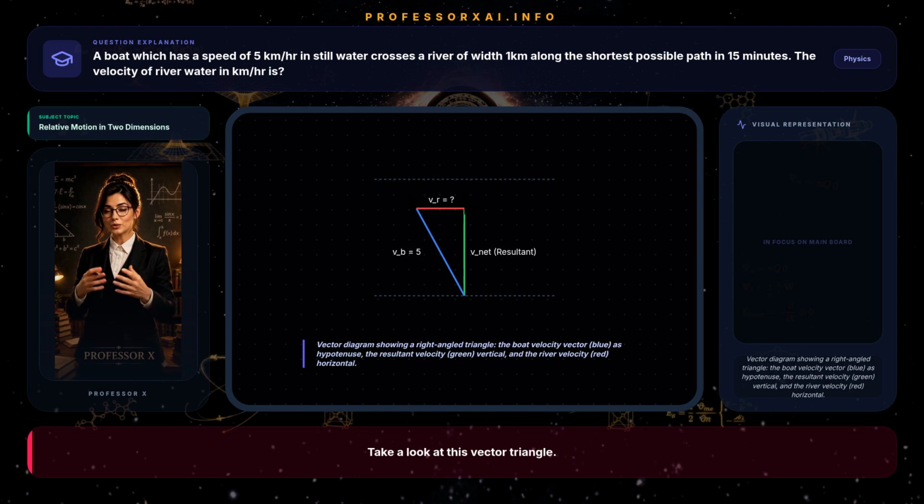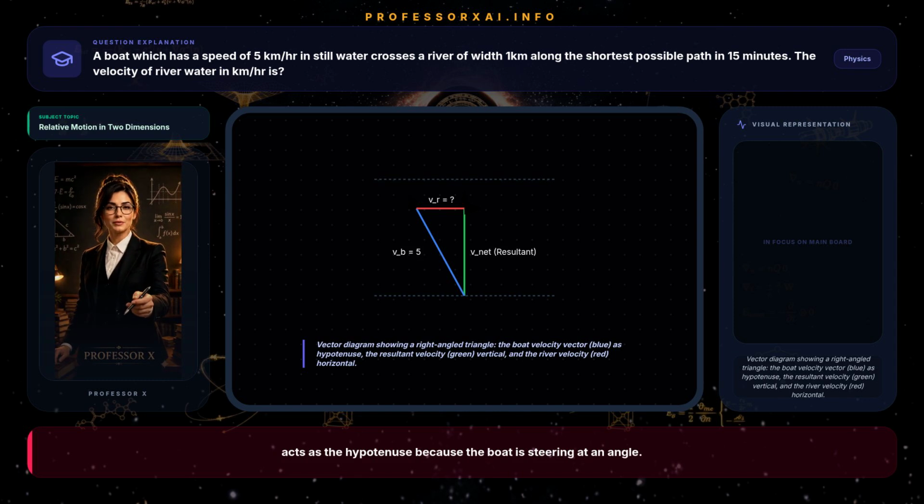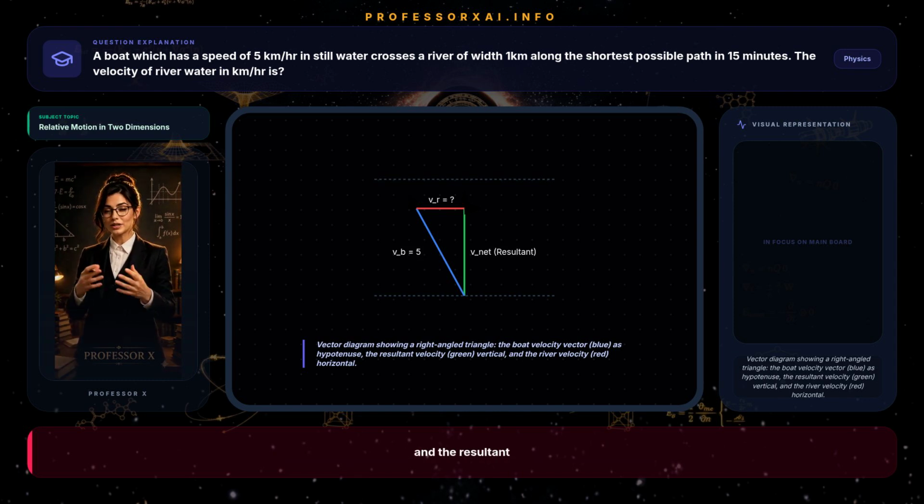Take a look at this vector triangle. The boat's actual speed, 5 km per hour, acts as the hypotenuse because the boat is steering at an angle. The river velocity is horizontal, and the resultant velocity, which is the path actually traveled across the river, is perfectly vertical. Notice how the vectors form a right-angled triangle.